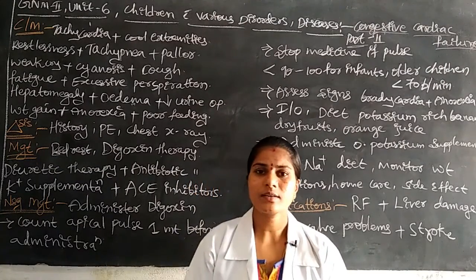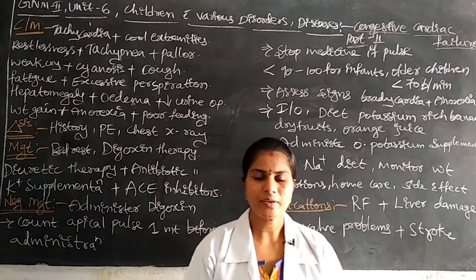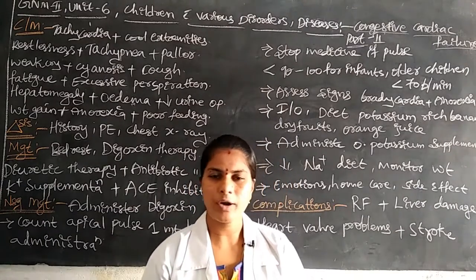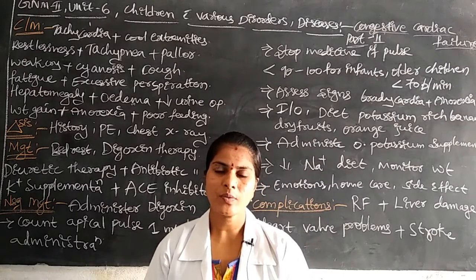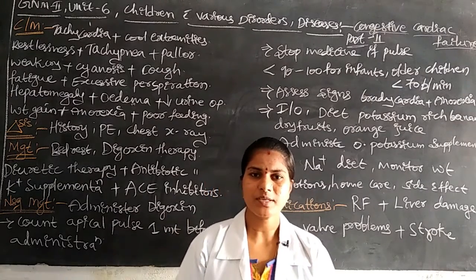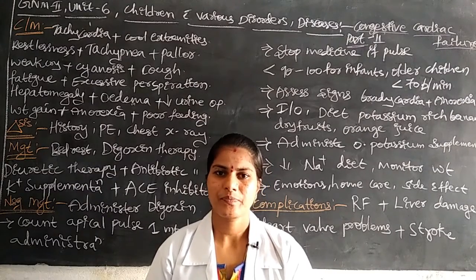Last one, a major complication, is stroke. There is inadequate blood supply to all body parts, then the oxygen decreases. The children may have a bluish discoloration, or ischemia of the heart muscle.